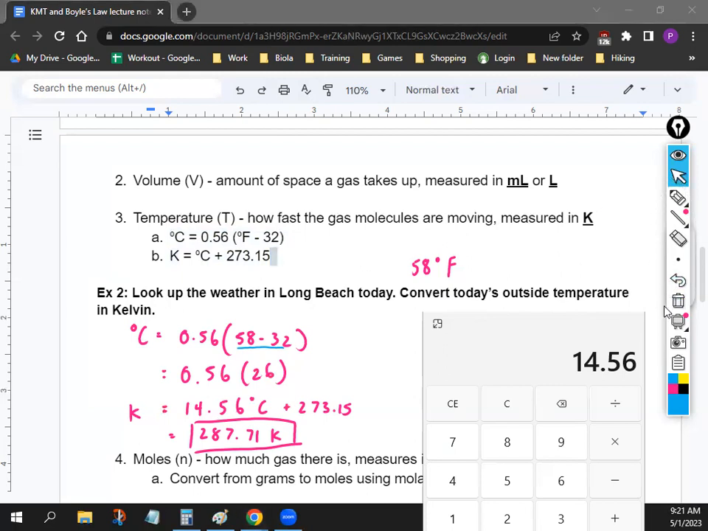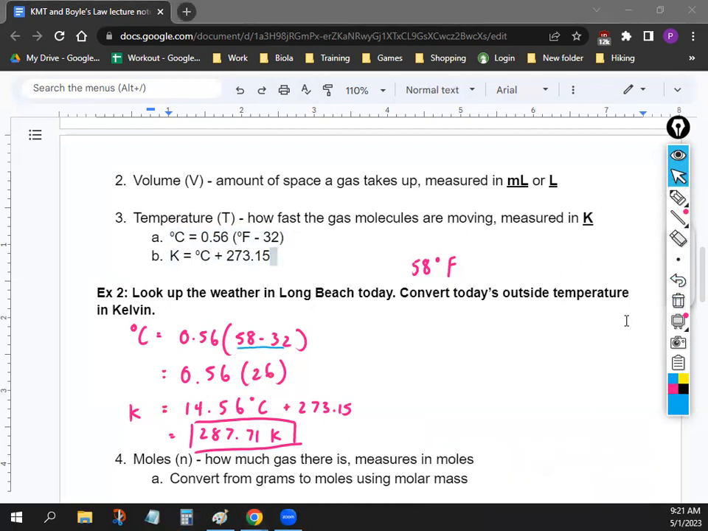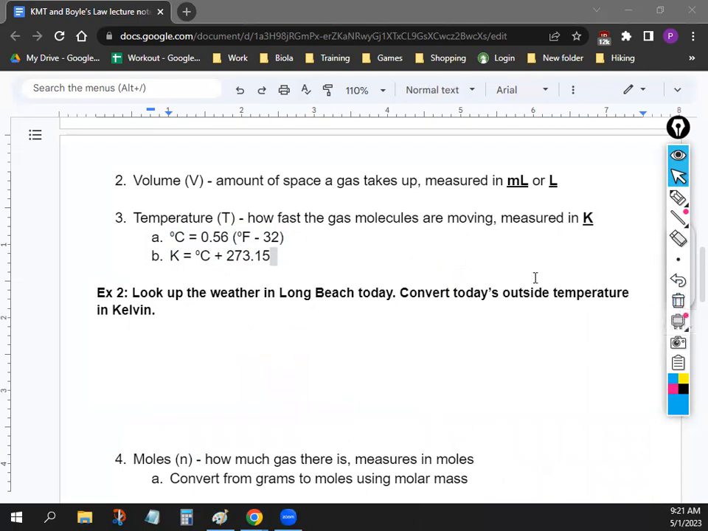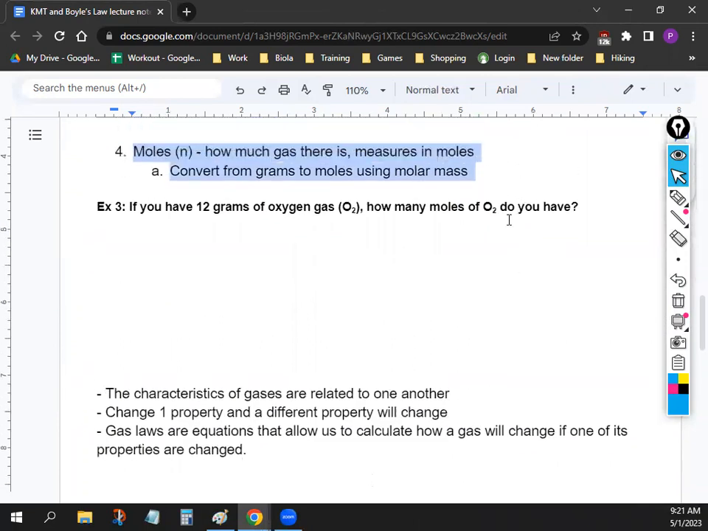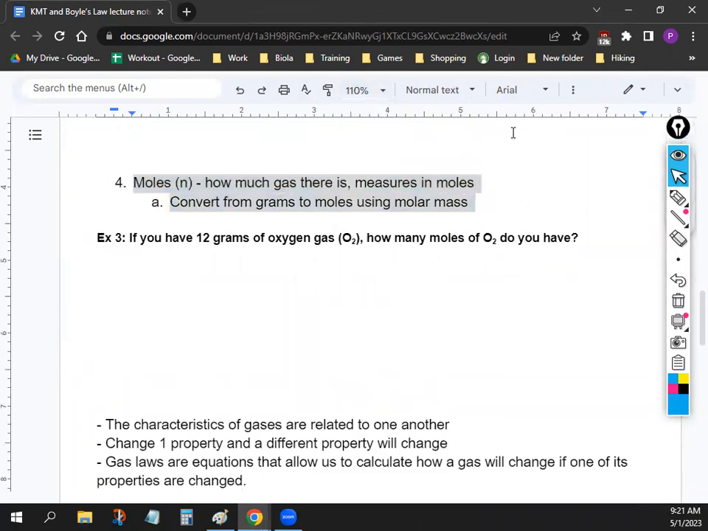Okay, let's move on to the last property of gases that we're going to talk about for this unit. The last one's super easy. It's just moles. We denote moles with the symbol N. Moles is how many moles of gas there are, so how much gas there is. Usually we're going to get it in grams or something like that, and you just need to convert grams to moles using molar mass. This is probably the easiest one.